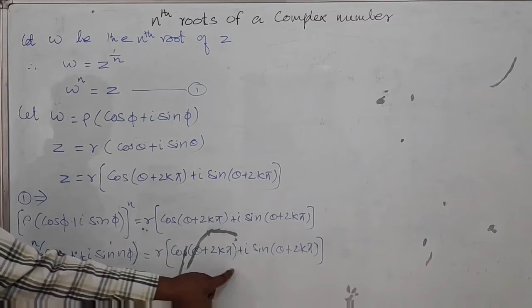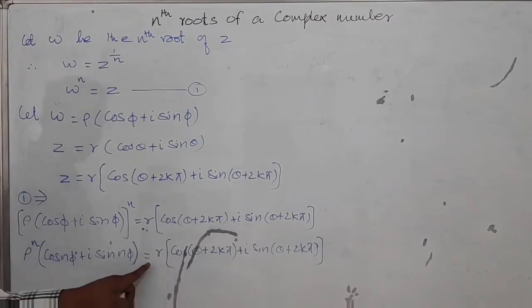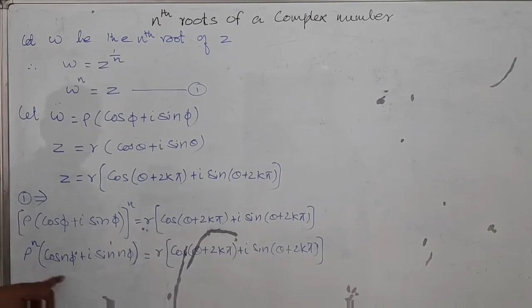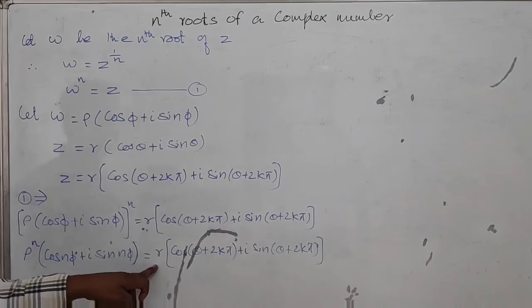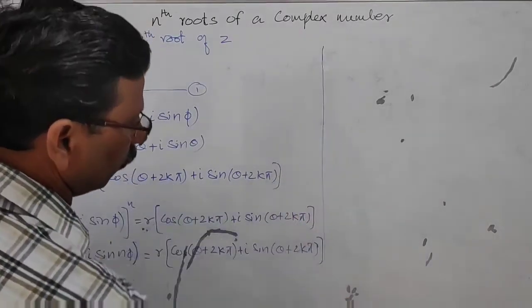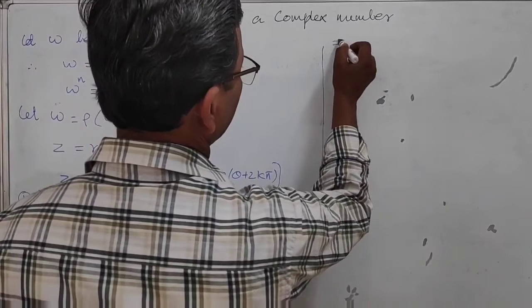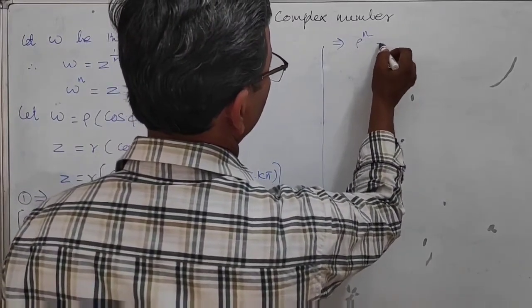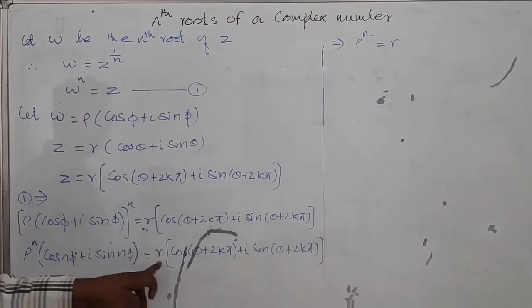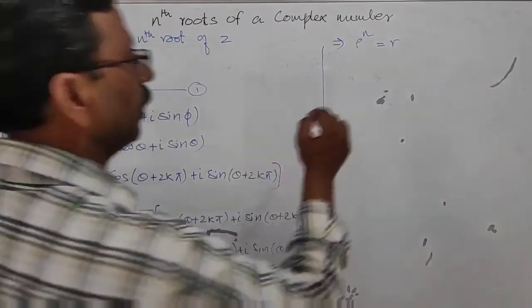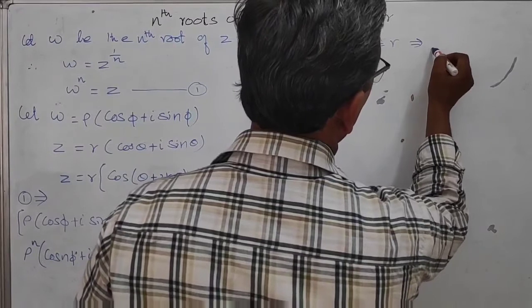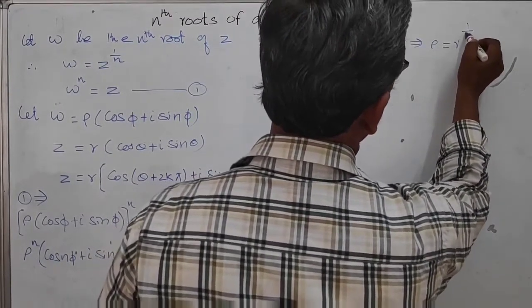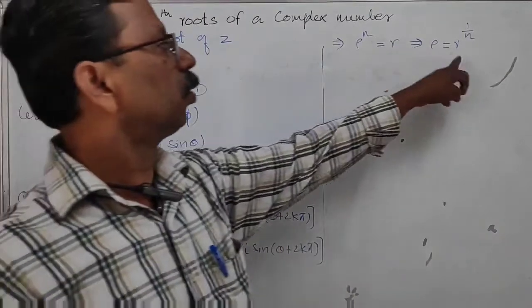Now this is one complex number, and this is another complex number. These two complex numbers are equal, so definitely their modulus values, their magnitudes, will be equal. The modulus of this complex number is rho power n, and the modulus of the other is r. Therefore by equating, rho power n is equal to r. From this you can write rho is equal to r power 1 by n. We are taking the nth root for this.